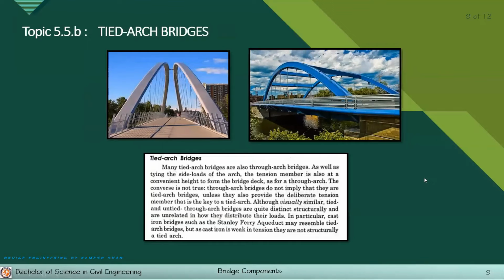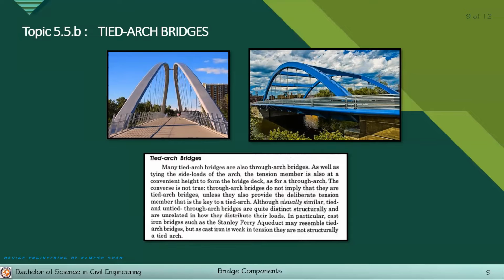Tied arch bridges. Many tied arch bridges are also through arch bridges, as tying the side loads of the arch, the tension member is also at a convenient height to form the bridge deck. As for a true arch, the converse is not true. So true arches do not imply that they are tied arch bridges unless they also provide the deliberate tension member that is the key to a tied arch.